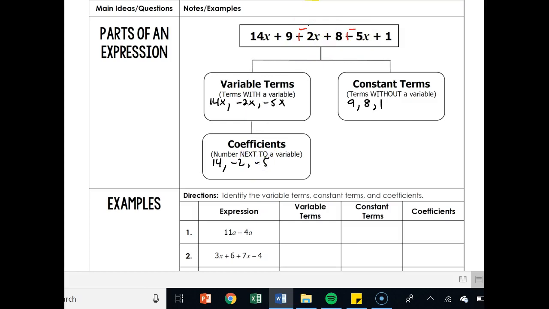All right. Next thing to understand is that a term is anything separated by a plus or minus sign. So in this expression, I have 1, 2, 3, 4, 5, 6 terms. So this has 6 terms in this expression. 3 of them happen to be variable terms, and 3 of them happen to be constant terms.